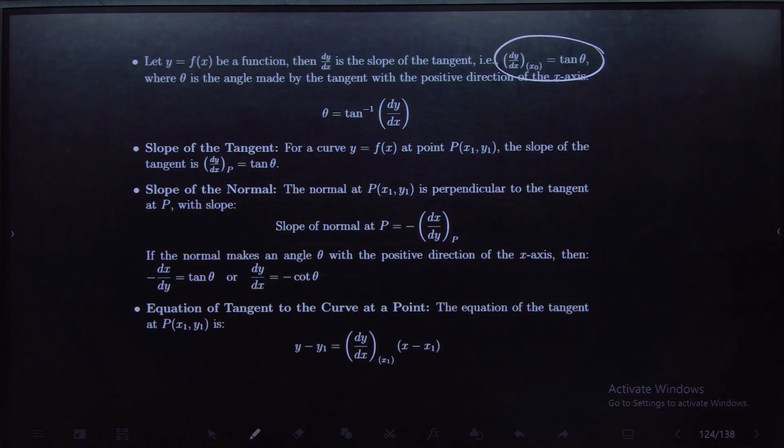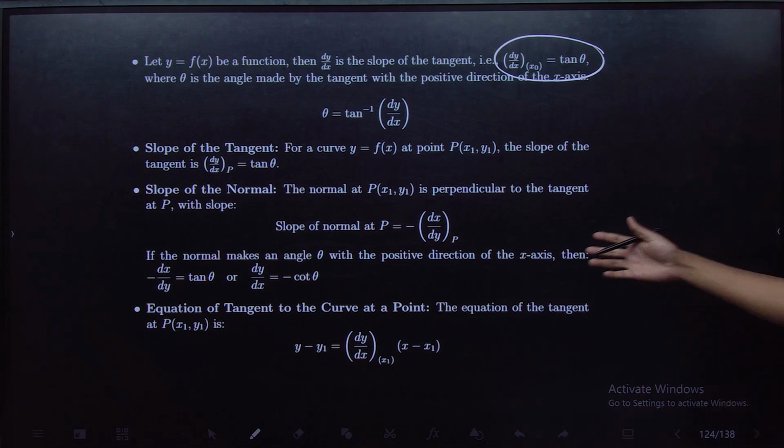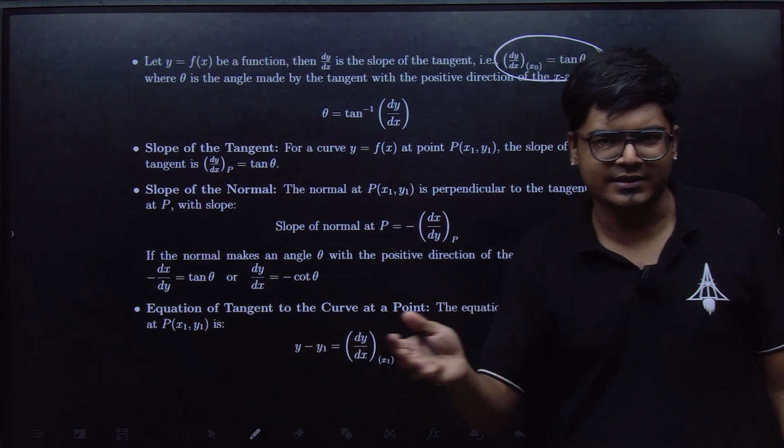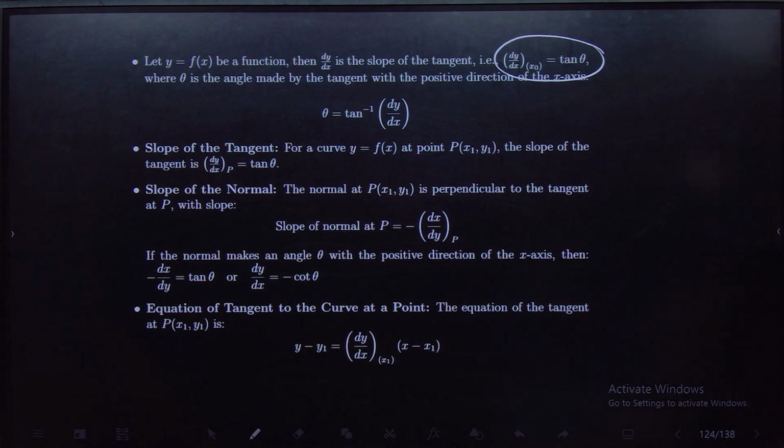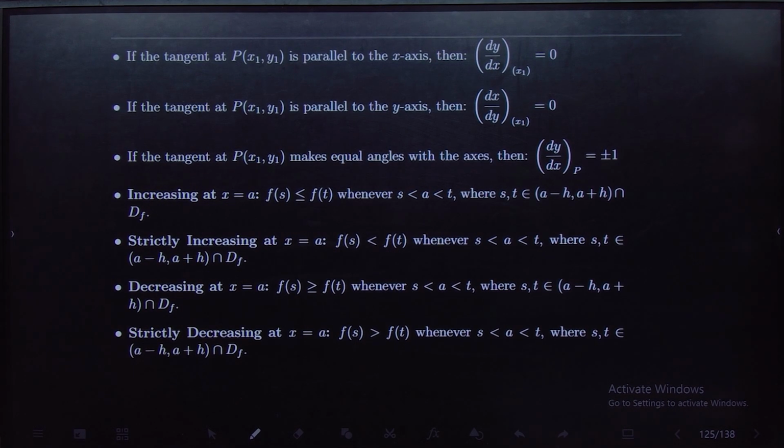Okay, cool. Equation of the tangent at a point: once we find the derivative, we can use the standard point slope form to find the equation of the tangent at a point. Same goes for the normal, right? Okay. If the tangent is parallel to the x-axis, then obviously theta is going to be equal to 0, hence the derivative has to be 0. If it's parallel to the y-axis, then dx by dy is equal to 0. That is, for the normal, when you find the slope of the normal, that should be equal to 0, right? Okay. If the tangent makes equal angles with the axes, then it's basically 45 degrees, so the derivative should turn out to be plus minus 1.